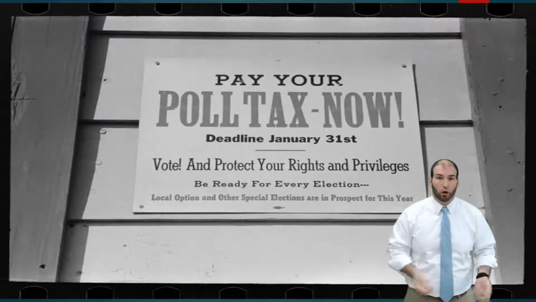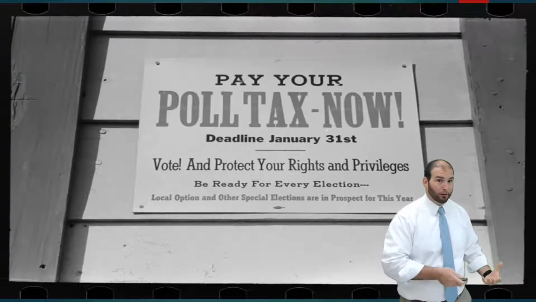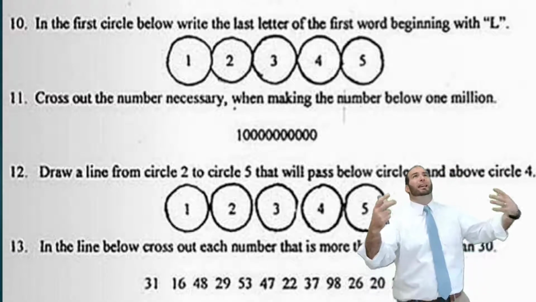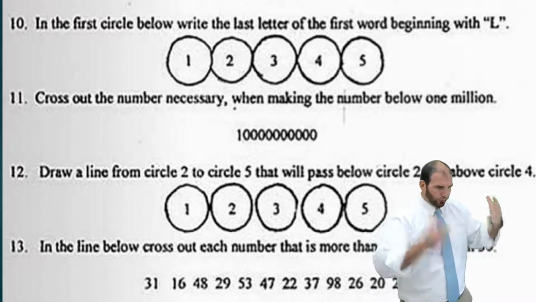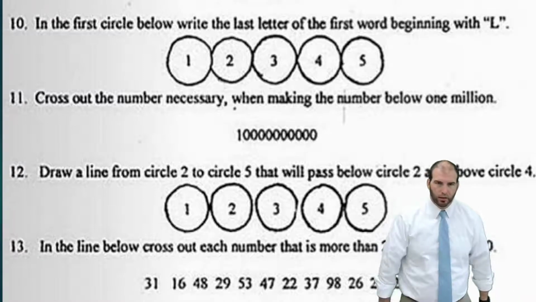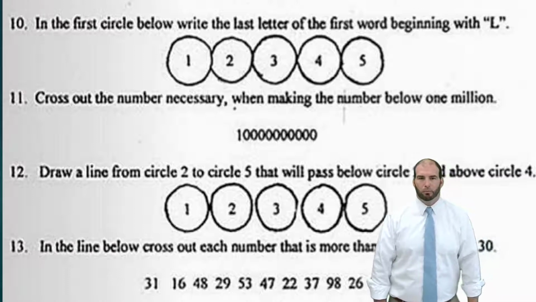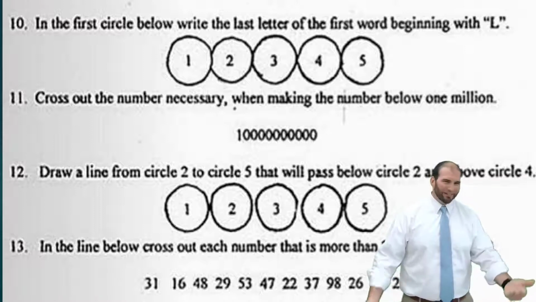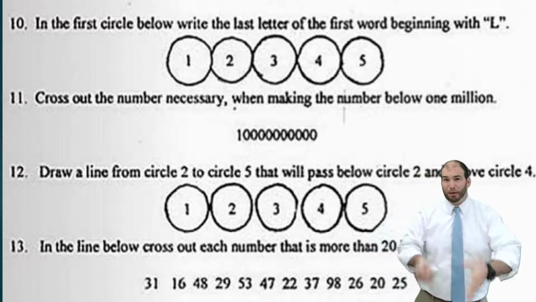You got Jim Crow laws and poll taxes, which because of the grandfather clause, only black people would have to pay. And then literacy tests. Literacy tests are ridiculous because they're literally designed to prevent people from being able to vote with just ridiculous questions. Like a literacy test: Cross out the number necessary when making the number below 1 million. Man, what does that have to do with literacy? The questions are just ridiculous. So it is literally designed to keep black people from voting.